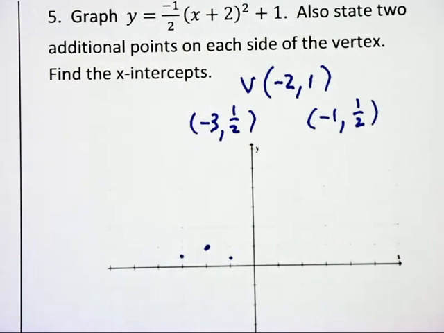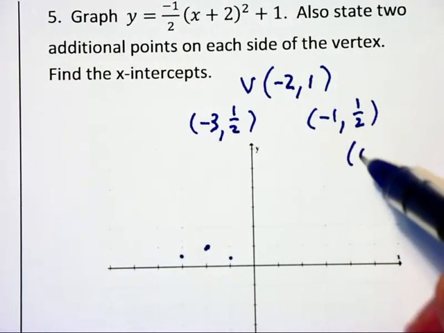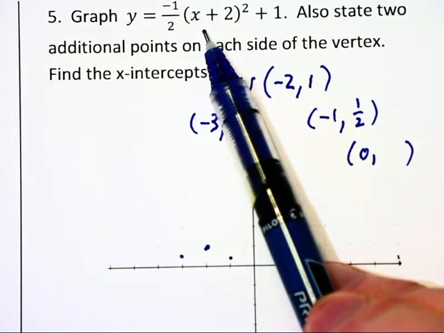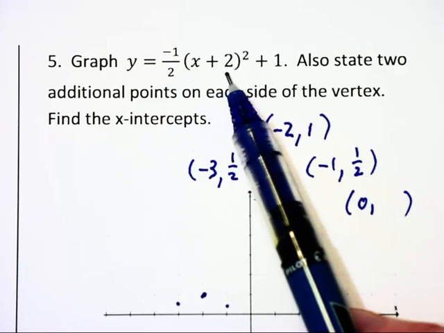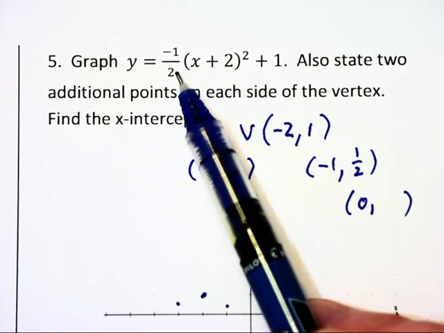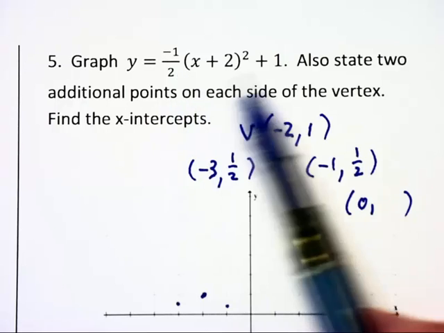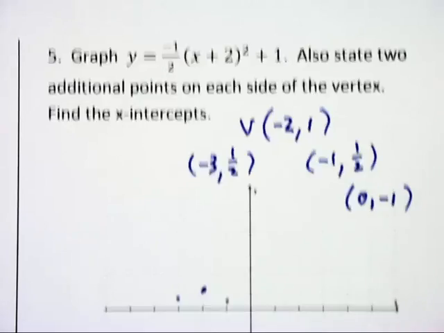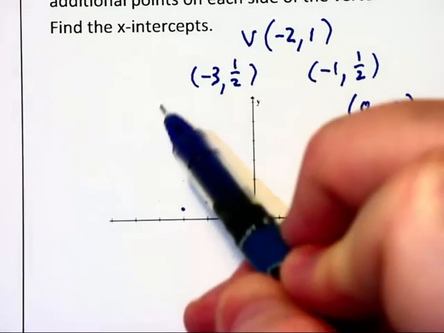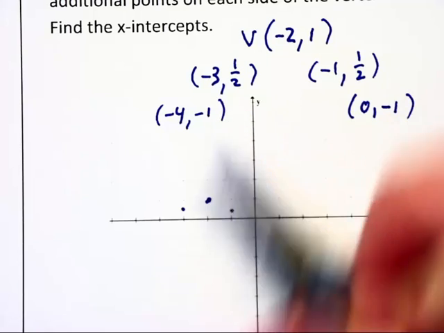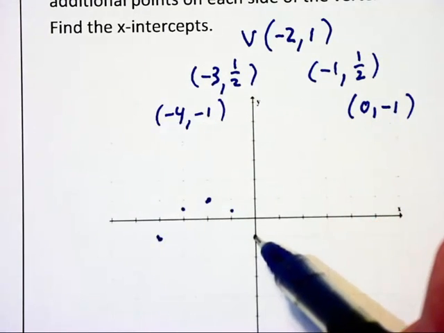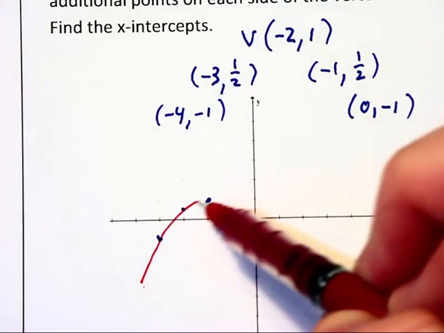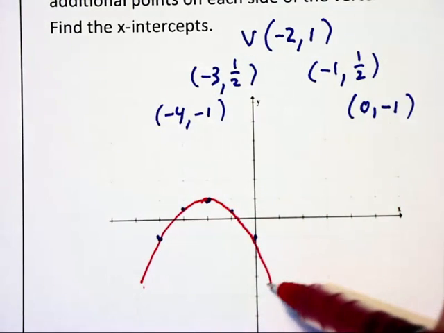It's probably going to be easiest to go to 0 as my next x value, and up in the equation I can see that if I substitute 0 in, 0 plus 2 is 2, squares to 4, 4 times negative 1/2 is negative 2, add the 1 on, we get negative 1. And so 0, negative 1 will be on the graph, as will negative 4, negative 1. Plot those 2 points there and there, and it pretty much looks like it's consistent with the other points, and we probably know we haven't made any errors.